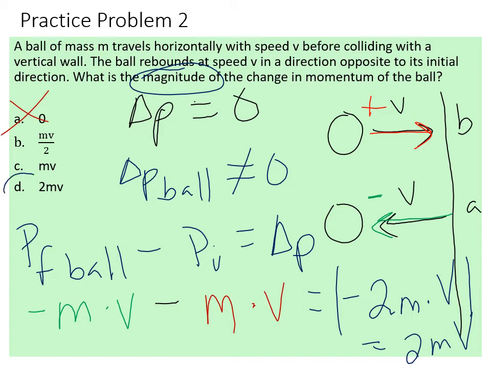2mv. So you can see the change in the ball's momentum does not equal 0 because we're not analyzing the wall's change in momentum, or you could look at it like the wall exerts an external force on the ball, so there's a non-zero change in the ball's momentum.